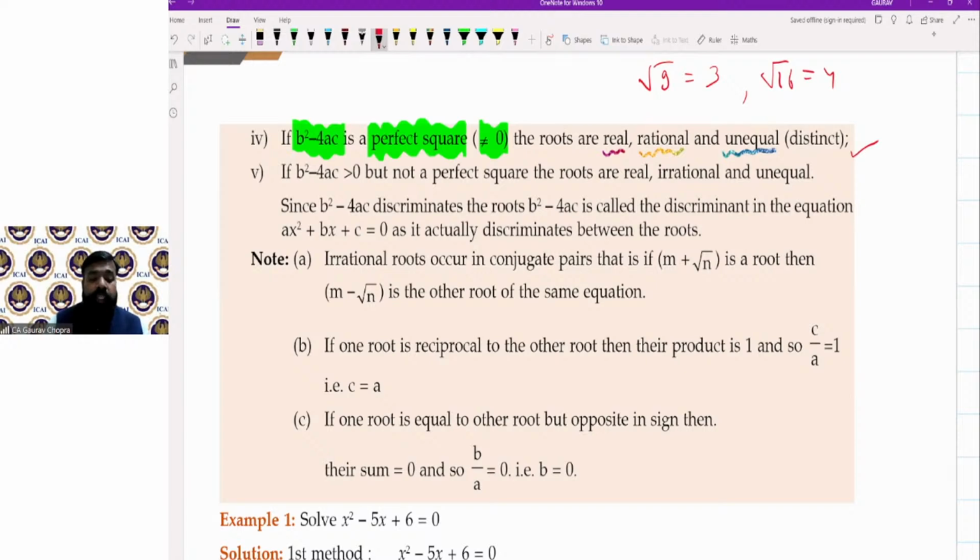Now the fifth case, it says b square minus 4ac is greater than 0. That means it is positive but not a perfect square. Positive तो है लेकिन perfect square नहीं है, तो उस केस में रूट्स इरेशनल बन जाएंगे. रियल और अनइक्वल तो रहेंगे but साथ में they will be irrational, because हमारा रिजल्ट किसमें आएगा? रूट में आएगा. Result will be available in root.